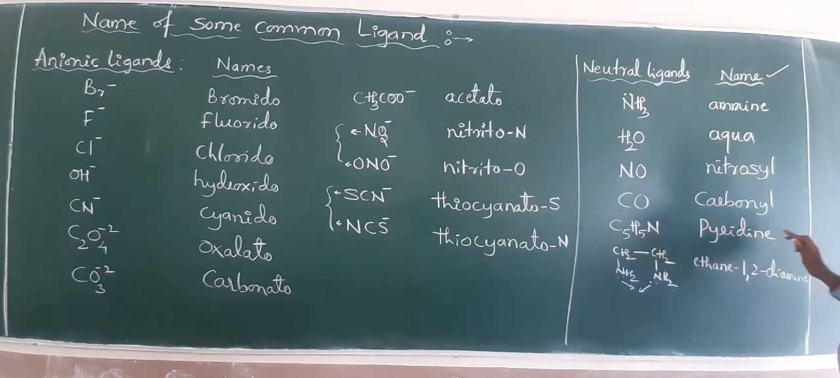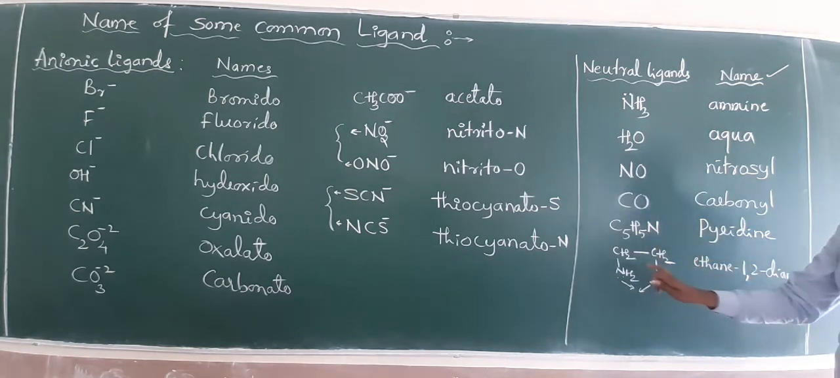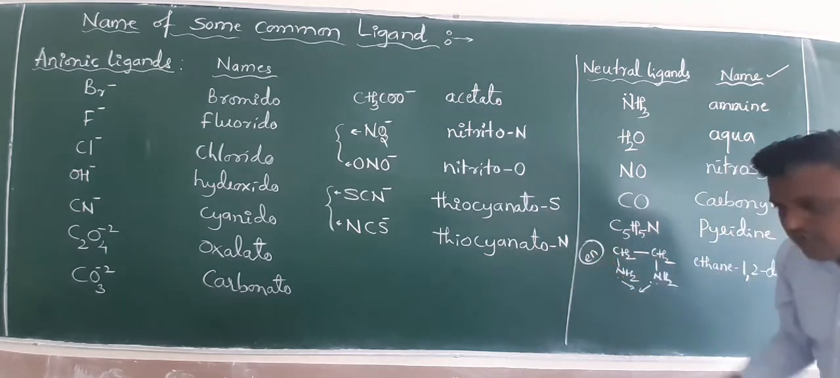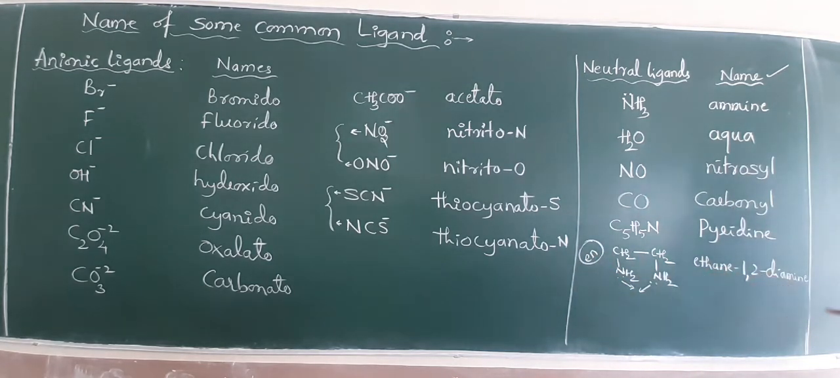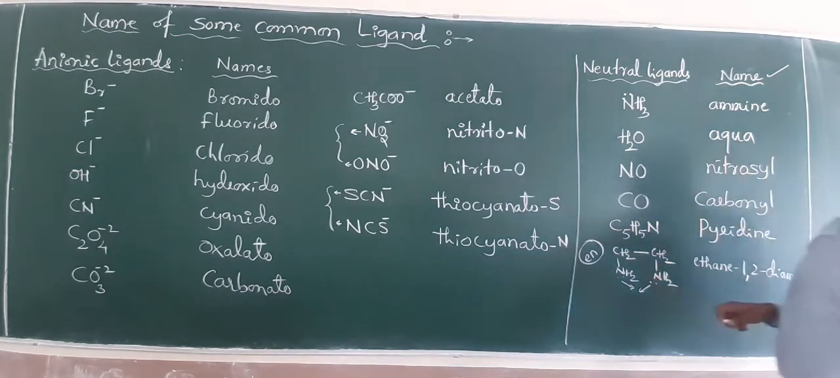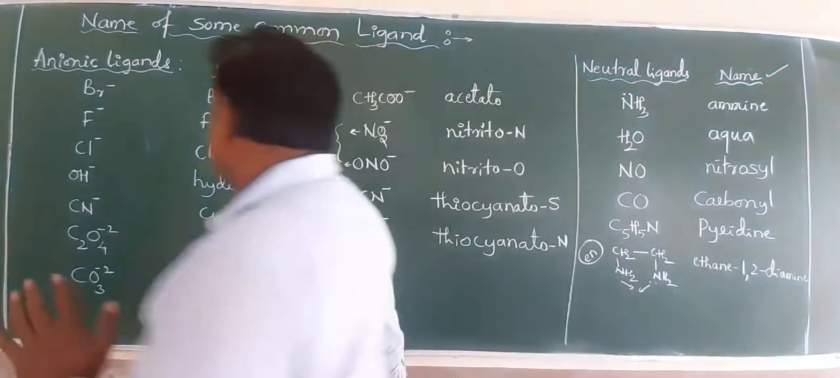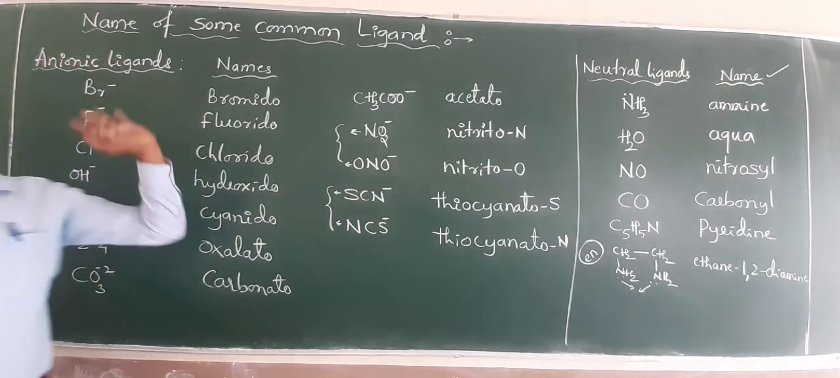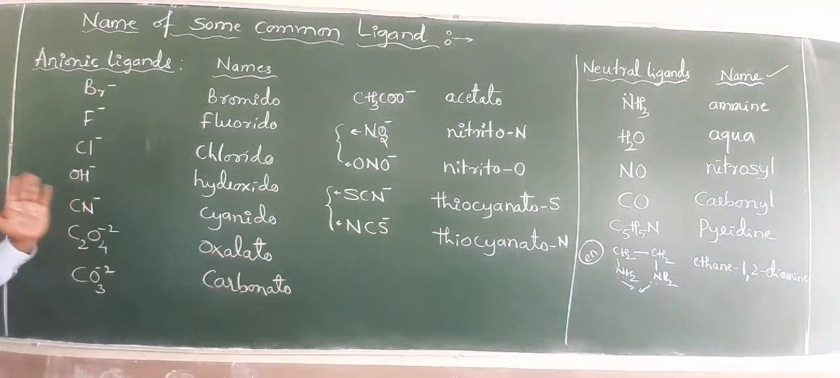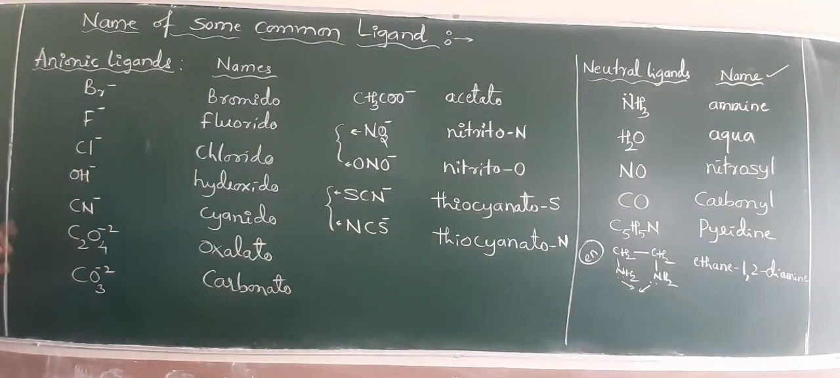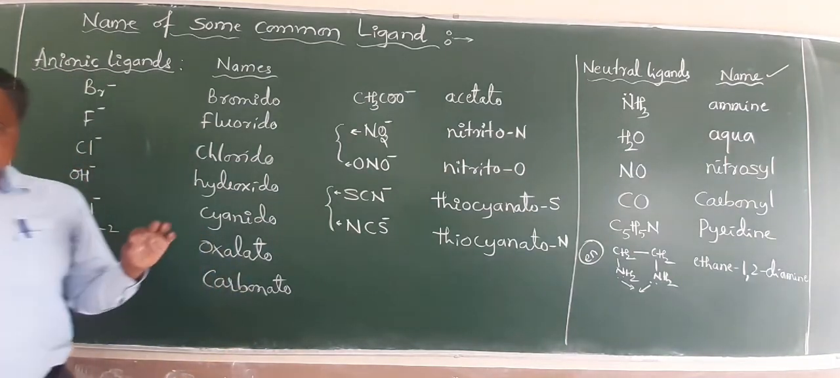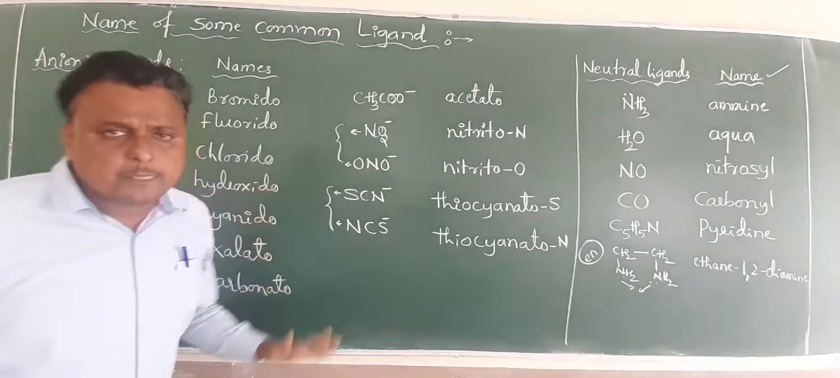Pyridine is as usual pyridine. This is ethylenediamine; I think all of you know the symbolic representation is en. Ethylenediamine is named ethane-1,2-diamine. These are the major ligands. Keep practicing with their charges and the donation of lone pairs of electrons to the central metal. With the help of these common ligands, it is easy to calculate the oxidation state of the central metal, friends.